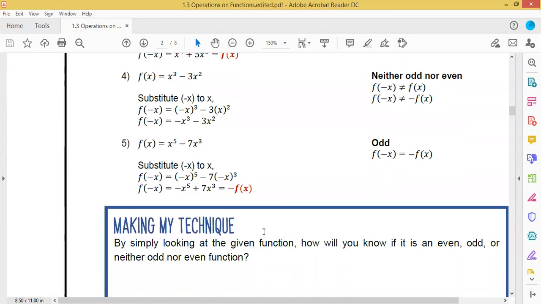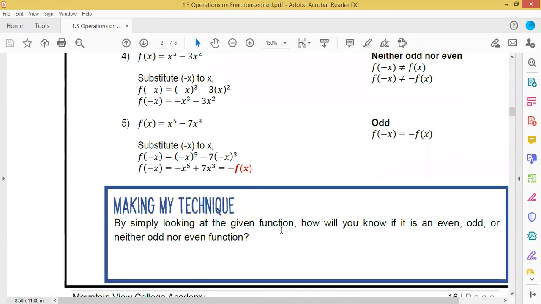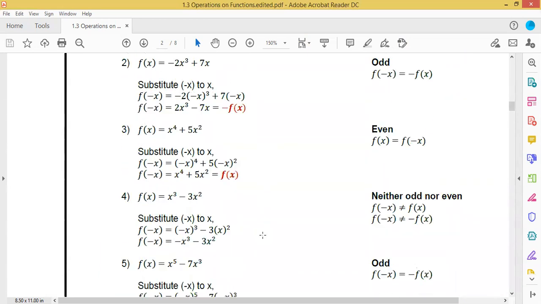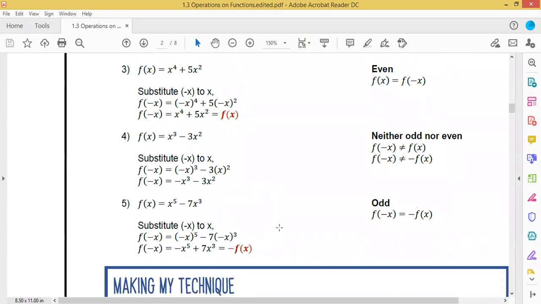Now, it's time to make your own technique. There is a technique that when you simply look at the given function, you will know whether it's even, odd, or neither odd nor even. What's the technique? Pause, reflect, and try to apply your technique to examples 1 to 5 again. And after, take a moment to answer activity 1 on odd and even functions. I'll do the next lecture video.